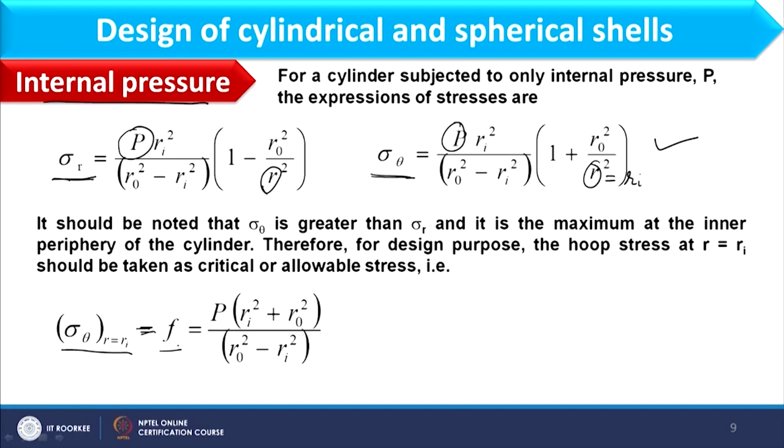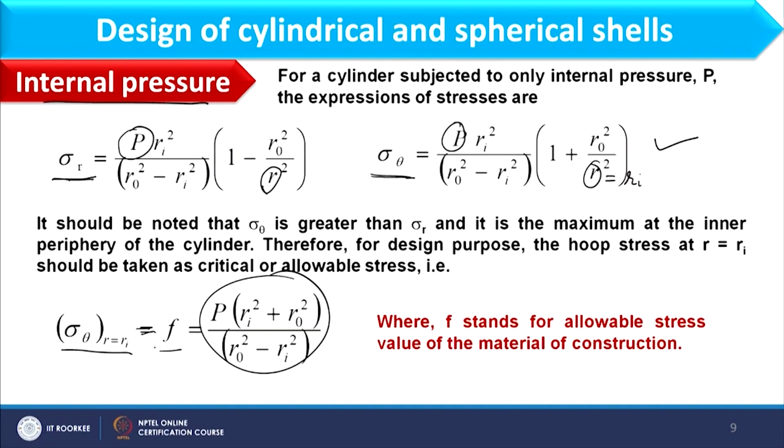So, sigma theta at r equal to Ri, that we can replace with F, and that would be equal to P (Ri square plus Ro square) divided by (Ro square minus Ri square). This expression we have obtained by placing r equal to Ri, and that we can equate to allowable stress. And what is allowable stress? That we have discussed in terminology in lecture 4 of week 1.